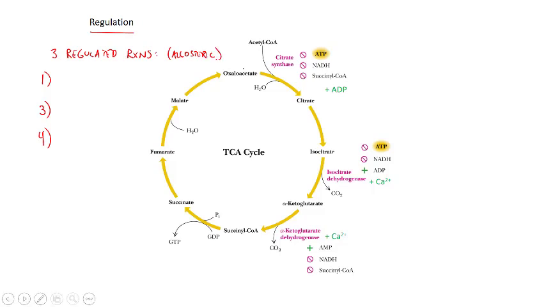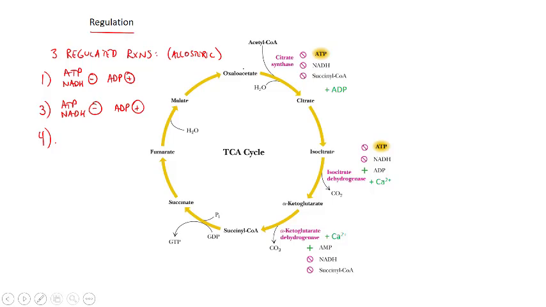So this slide gives you more detail than I care about you knowing. All I care about you knowing is this. Reaction 1, ATP and NADH inhibit, ADP activates. Reaction 3, ATP and NADH inhibit. In this case, the NADH inhibition is product inhibition. ADP activates.